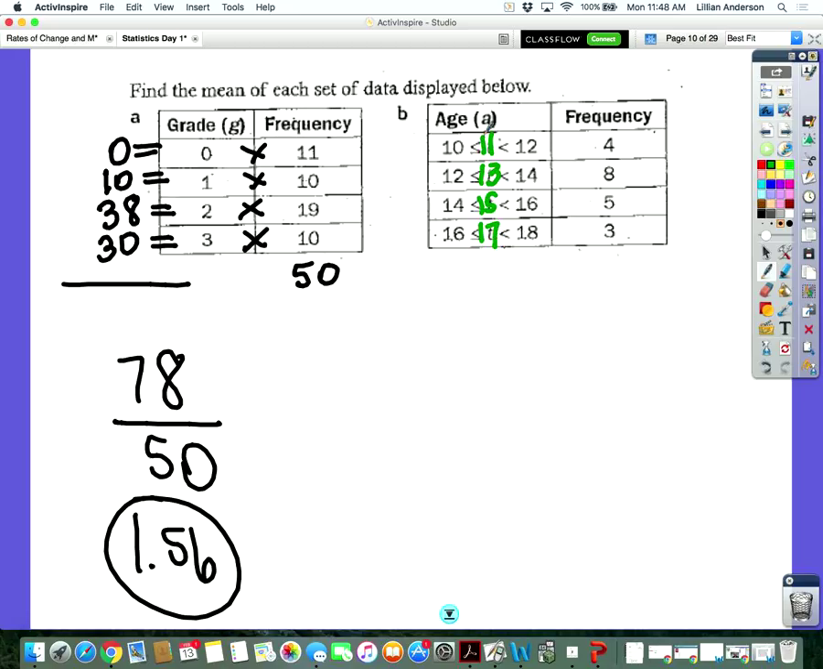Then you multiply all the midpoints by your frequencies and add them up, and that's going to be your numerator. So what's 11 times 4? 44. 8 times 13? 104. 15 times 5? 75. 17 times 3? 51. Add all those up. And then you divide it by your total frequency, because you have this much data. What's that sum?